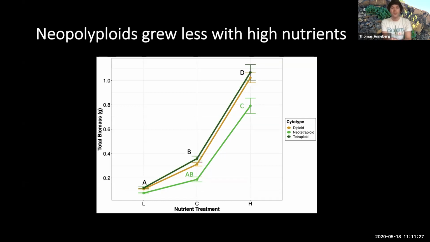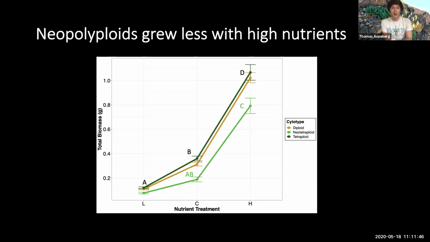On the x-axis, we have our low, control, and high nutrient treatments respectively. The lime green lines represent the neotetraploids that we synthesized. Their diploid parents' reaction norms are the gold bars, or the gold lines, I should say. And then we have the established tetraploids that we incorporated in our study as the dark green bars.